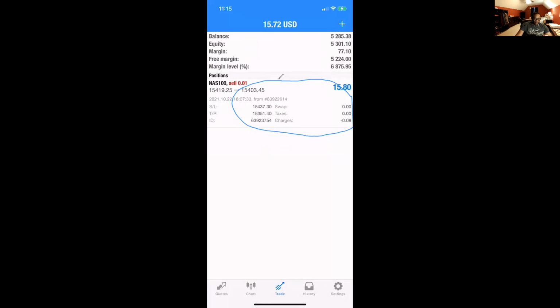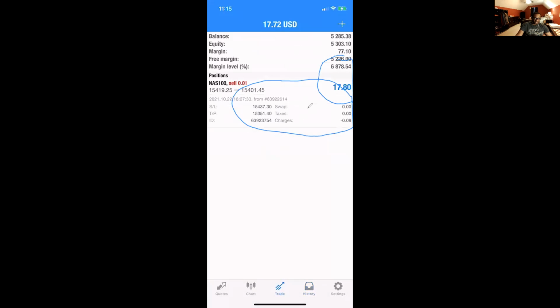How much did you get? 13. Bam. Look how much I got, 285. But since I closed the first partial trade, guess what's still going, Shanice? It's still going up. Yeah, my second partial trade.